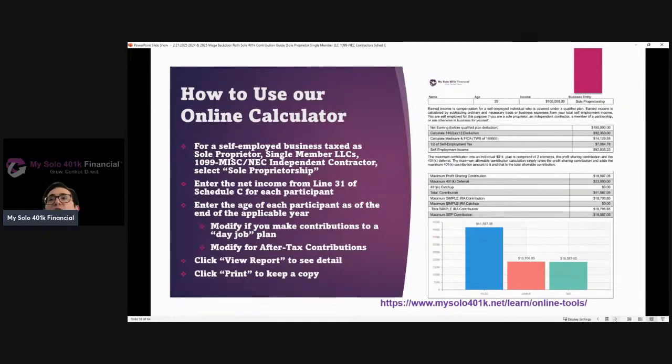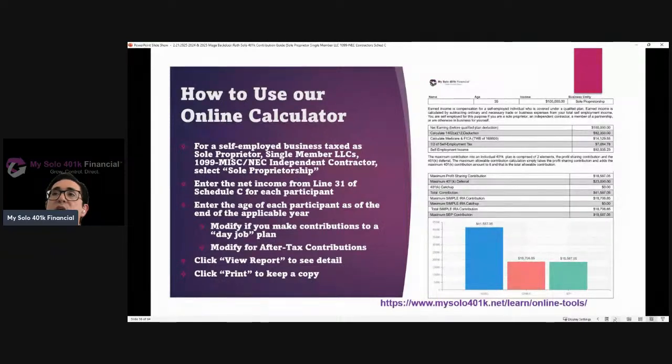All right, so that takes us through the scenarios. Now we want to turn to some of the mechanics. We have a calculator on our website. You can easily find it if you go to mysolo401k.net. There's a menu under Learn. Just click on the drop-down menu, then click on Online Tools. That'll take you right to the calculator. So it's a great resource, right? You can choose sole proprietorship.